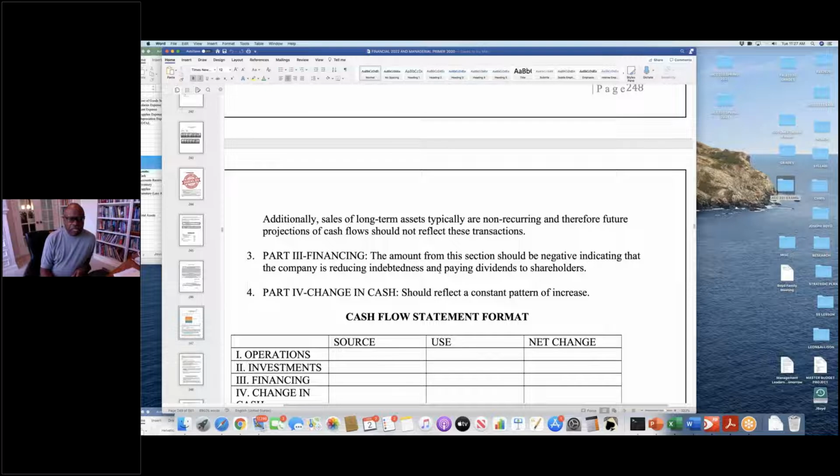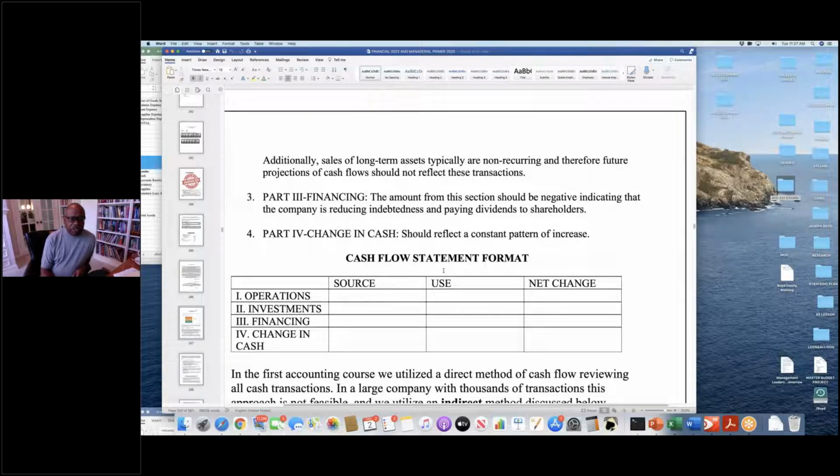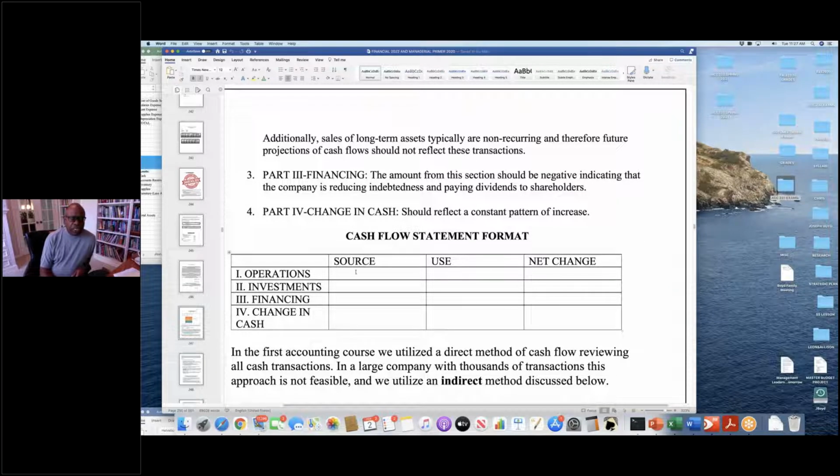And we want to make sure you aren't getting money by borrowing. Then we have the change in cash. And so when we do a cash flow statement, let's assume that we had 2 million in sources and 1 million in uses from operations. So the net change is $1 million.